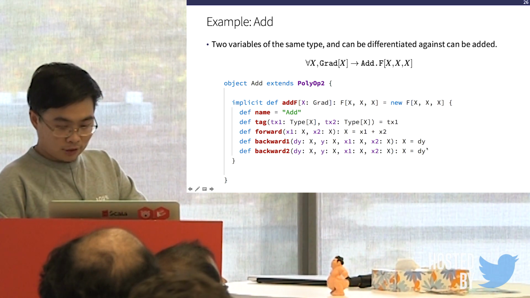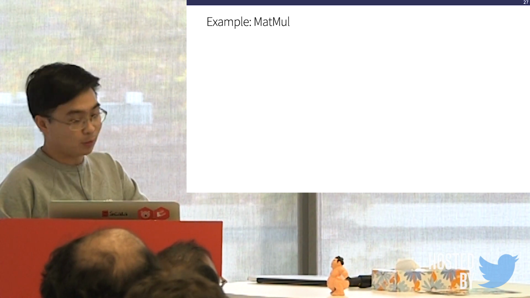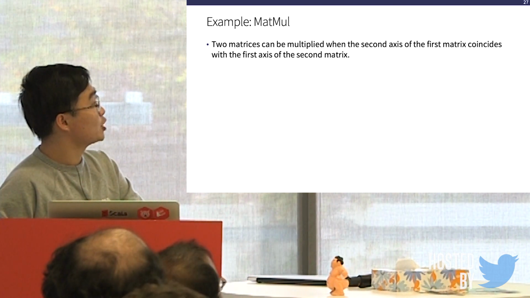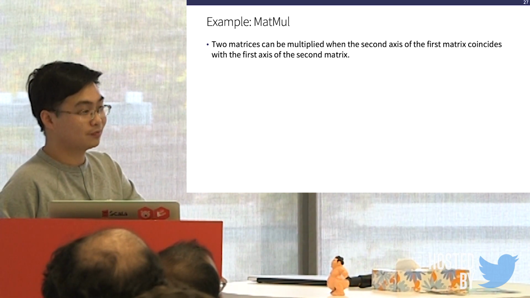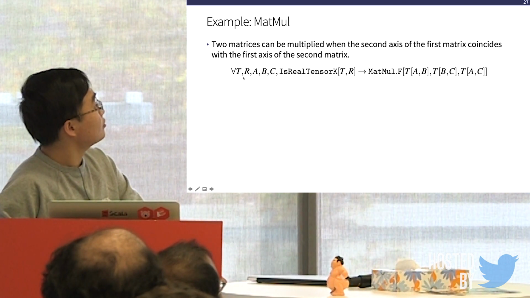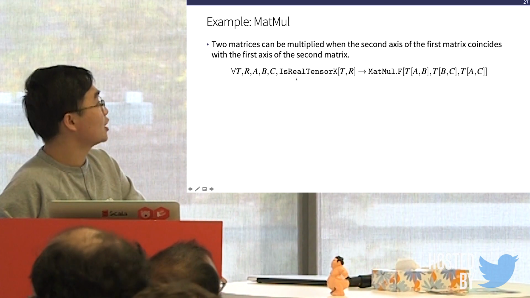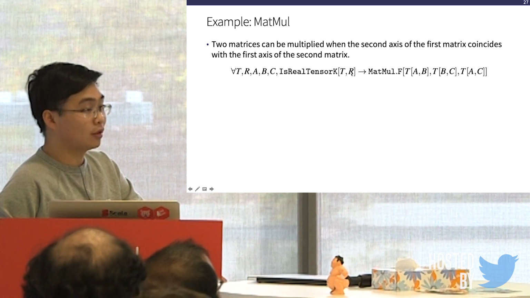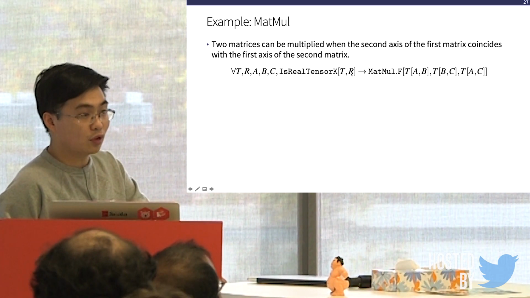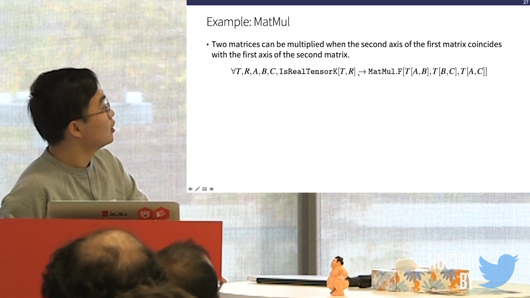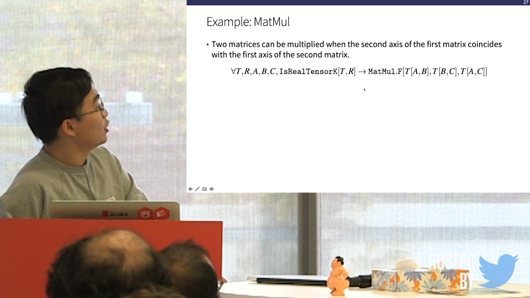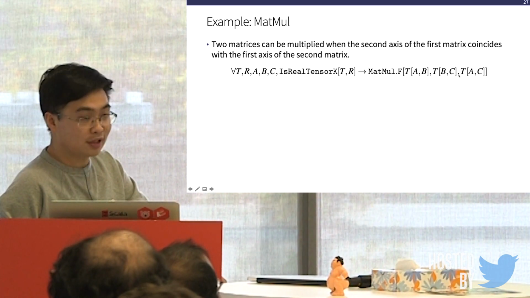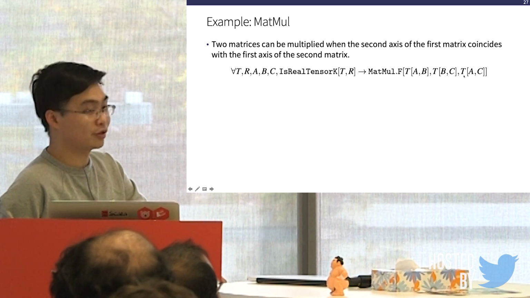This is add. Let's look at something more interesting, matrix multiplication. We have two matrices that can be multiplied whenever the second axis of the first matrix coincides with the first axis of the second matrix. So what we want to do is we have a tensor type T, R. IsRealTensor is a type class that says that T is a tensor type over R. R is float or double, or half if we want to do it on a GPU. So for any of these types, we know that we can do a matrix multiplication over TAB and TBC to get a TAC. That's the logical constraint we want to impose on the type system.